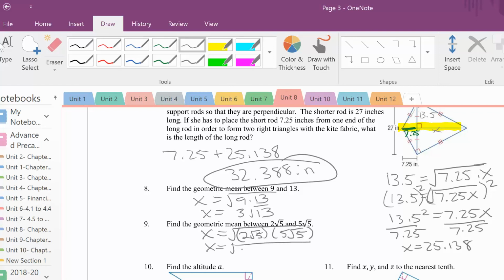2 times 5 is 10. Rad 5 times rad 5 is 5. So it's equal to the square root of 50. And the square root of 50 is 25 times 2. So that's equal to 5 rad 2.